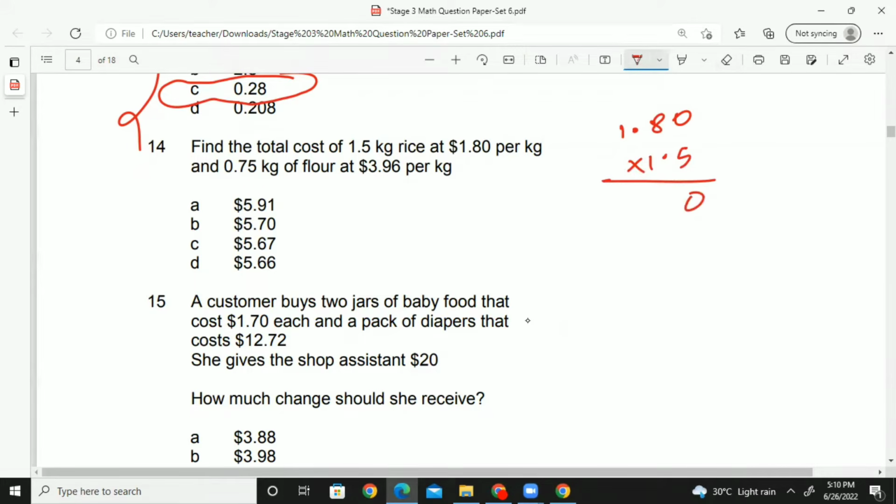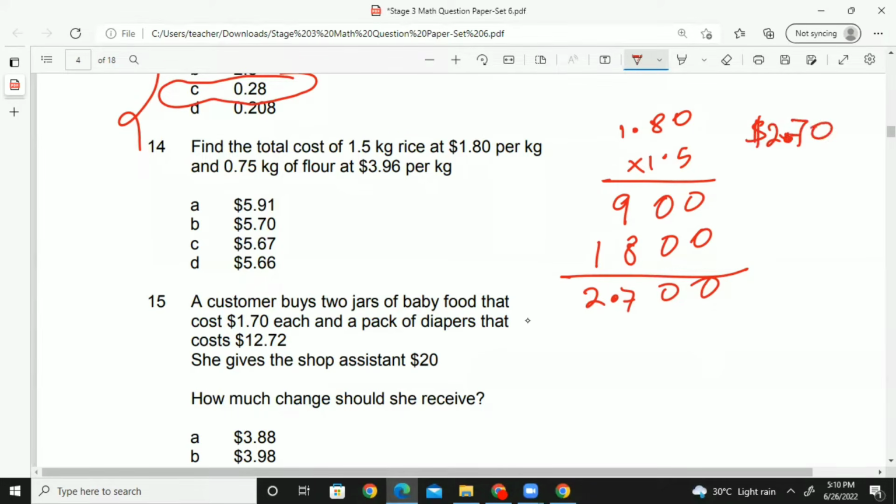5 times 0 is 0. 5 times 8, that's 40. 5 times 1 is 5 and 4, 9. Put a 0 to hold the place. 1 times 0, 0. 1 times 8, 8. 1 times 1, 1. So we're going to add this up: 0, 0, 7, 2. So we're looking at 1, 2, 3 decimal places. So basically this is $2.70 that we got from this. I'm holding on to my $2.70 here for now.